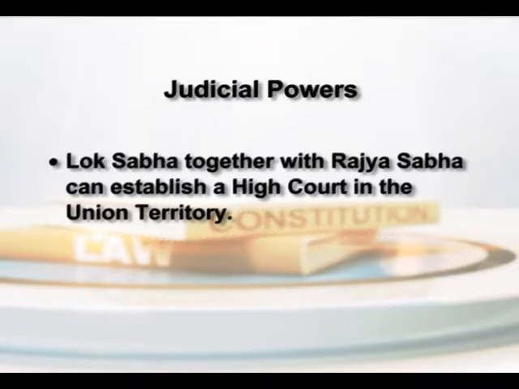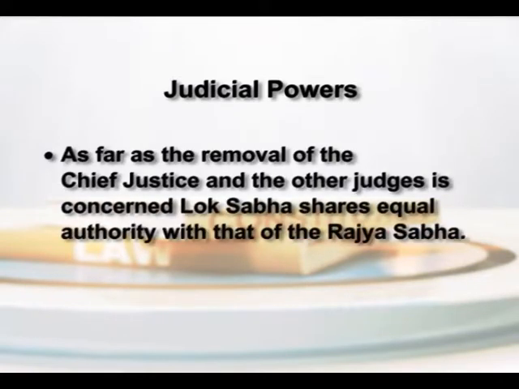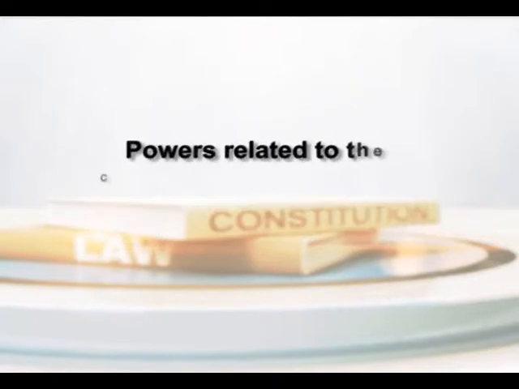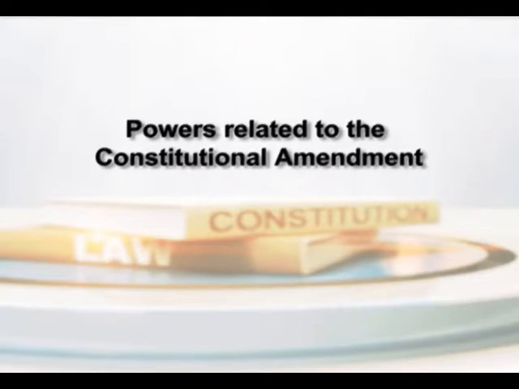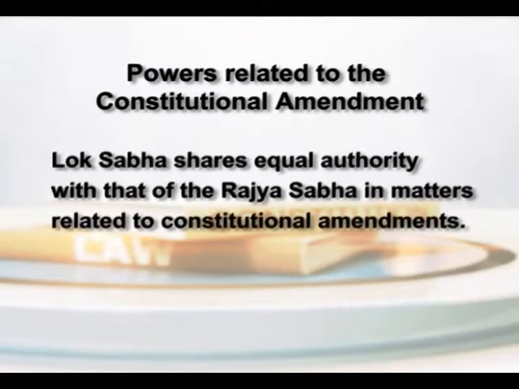Along with the Rajya Sabha, the Lok Sabha together can establish a high court in the Union Territory. And so far as the removal of the Chief Justice and the other judges are concerned, Lok Sabha shares equal authority with that of the Rajya Sabha in doing so. Now let us examine the powers related to the constitutional amendment. Lok Sabha plays a crucial role related to the constitutional amendments. It shares equal authority with that of the Rajya Sabha in this respect.